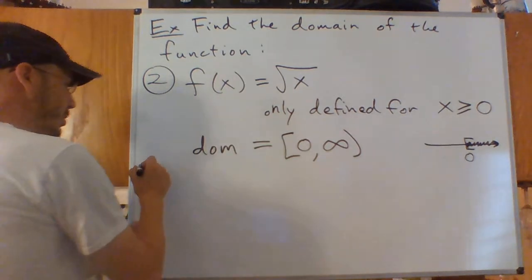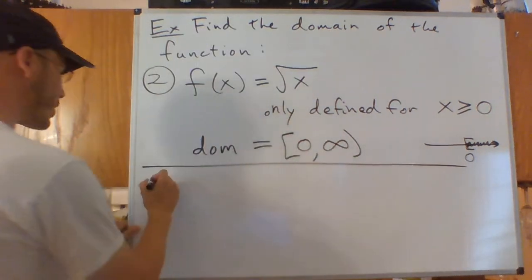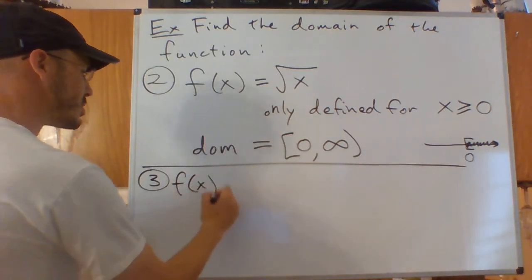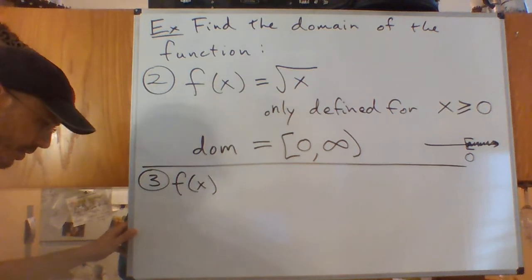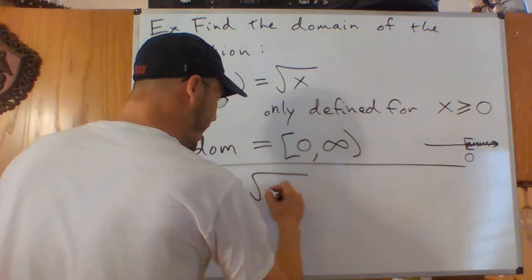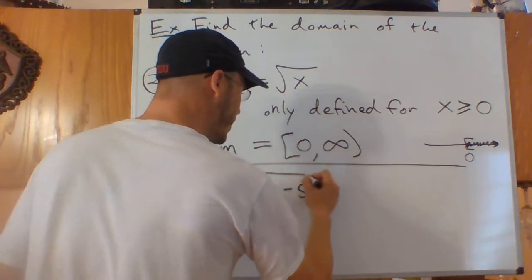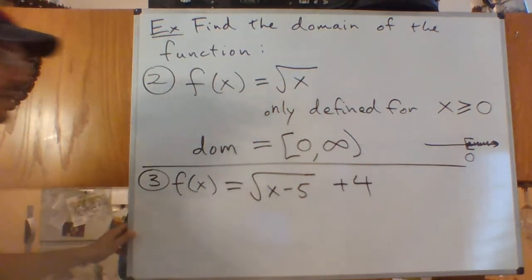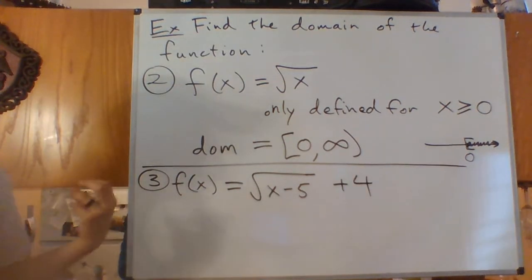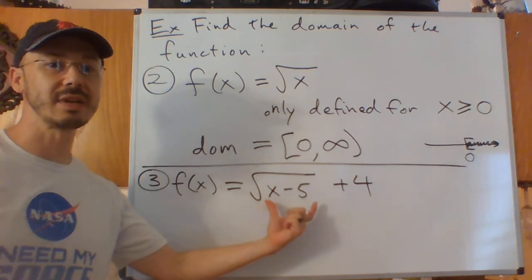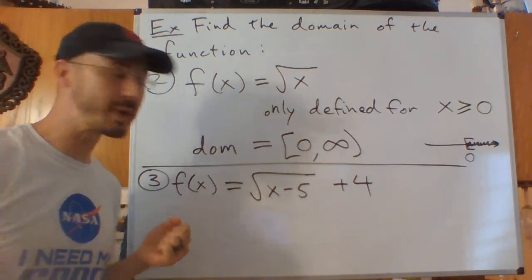This next example is very similar. We'll find the domain of the function, the square root of x minus 5 plus 4. And notice that plus 4 is not in the square root. The only thing in the square root is the x minus 5. And that's what's going to determine our domain.